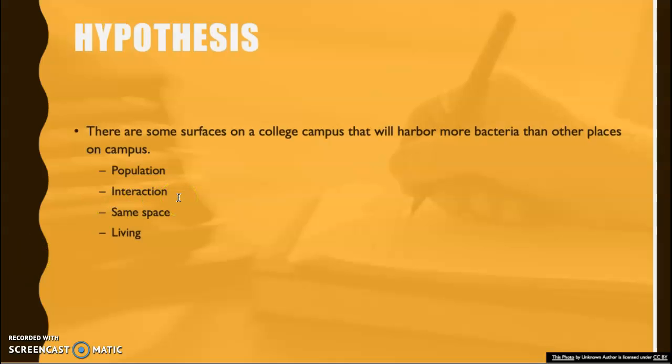So the hypothesis that I have is there are some surfaces on a college campus that will harbor more bacteria than other places on campus. This all revolves around the population of how many students are on campus, the interaction of the students, just people living in the same space. So that's a big part of the project. It just depends on certain factors.